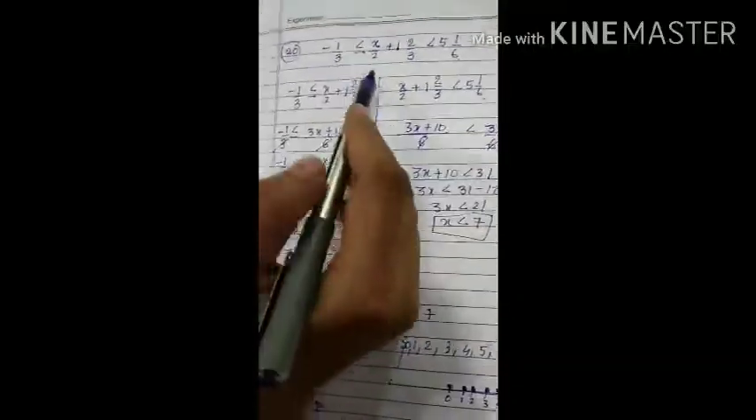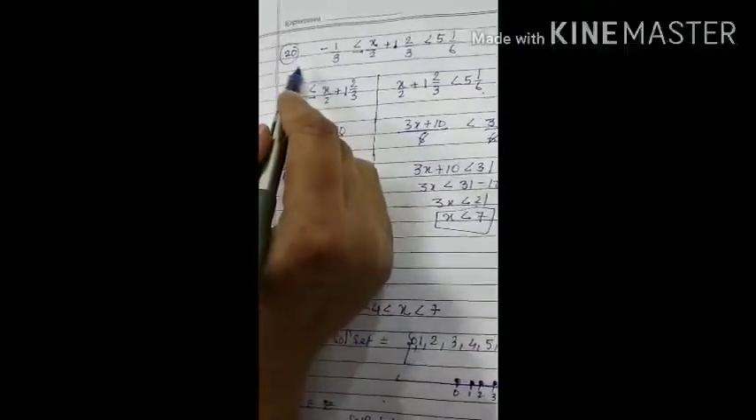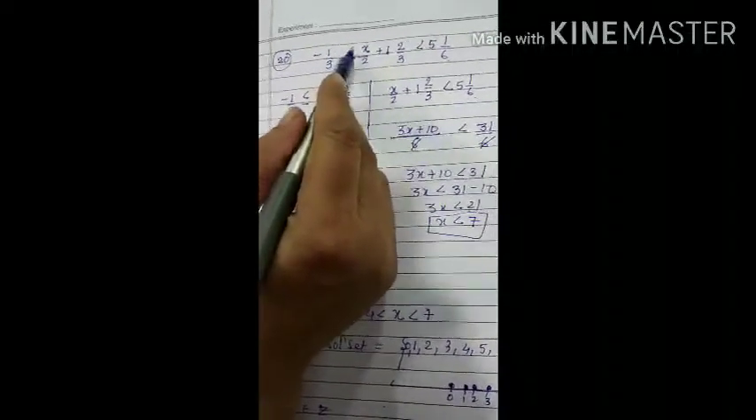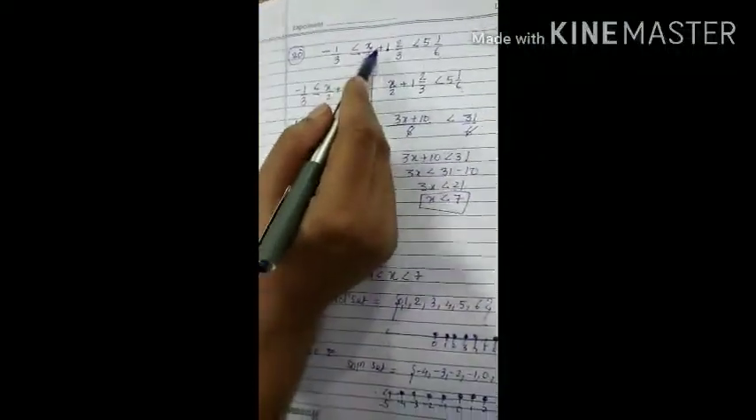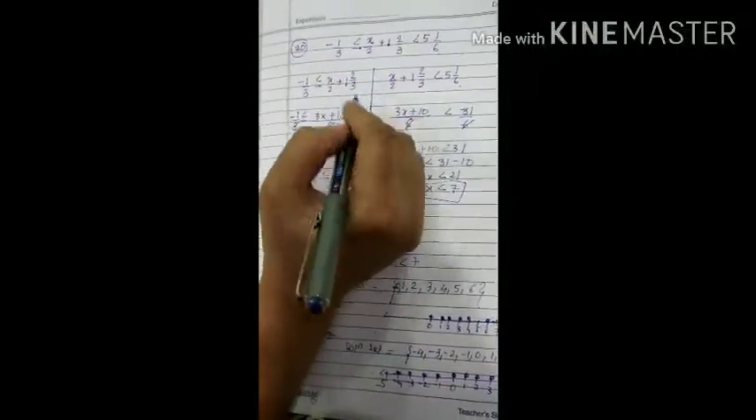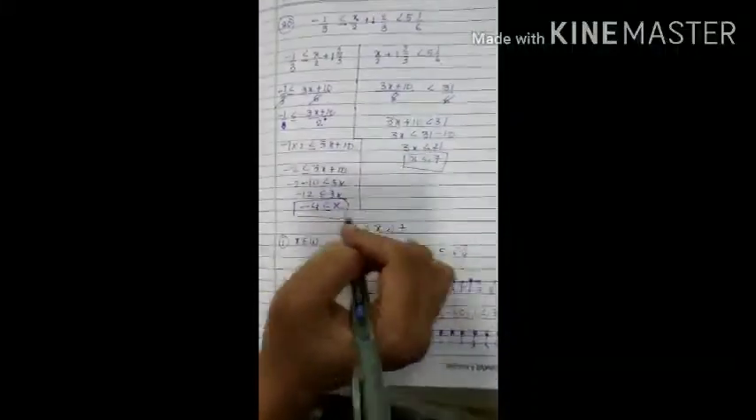Now let us see another kind of question, number 20 of your textbook. Here the question has been given: minus 1 upon 3 is less than or equal to x upon 2 plus 1 is to 2 by 3, less than 5 is to 6. So we will solve and we'll get the values of x and y there.